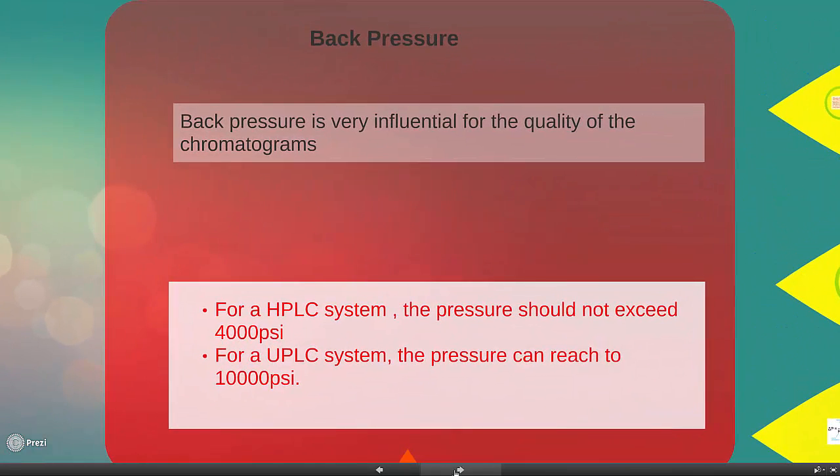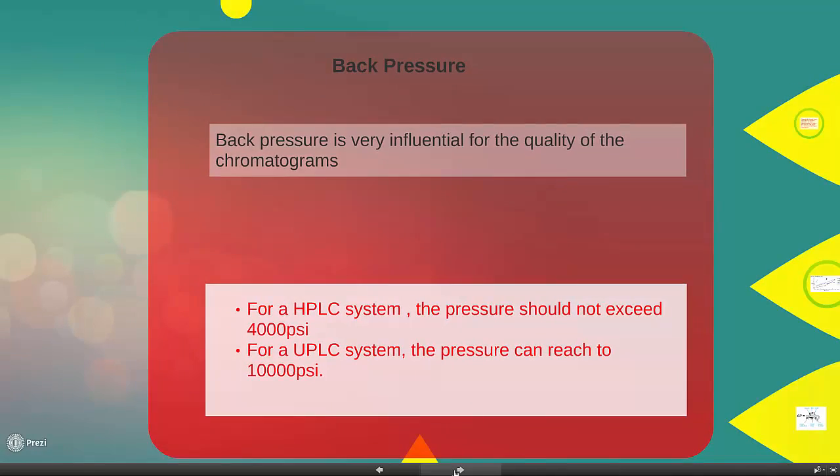So another thing is back pressure. Back pressure is very important because back pressure determines the quality of the chromatogram. So for an HPLC system, the pressure should not exceed 4,000 psi. For a UPLC system, the pressure can actually reach 10,000 psi. So in the case of a UPLC, we can handle the back pressure.